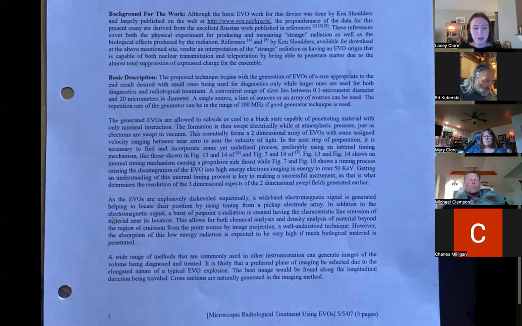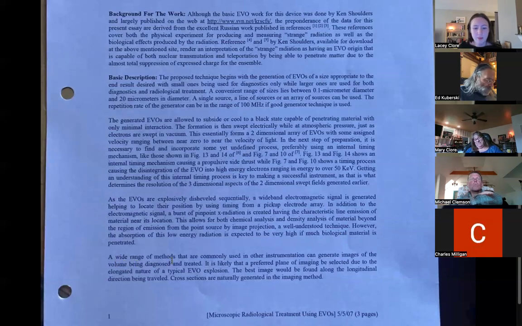In addition to the electromagnetic signal, a burst of pinpoint X radiation is created, having the characteristic line emission of material near its location. This allows for both chemical analysis and density analysis of material beyond the region of emission from the point source by image projection, a well understood technique. However, the absorption of this low energy radiation is expected to be very high if much biological material is penetrated.